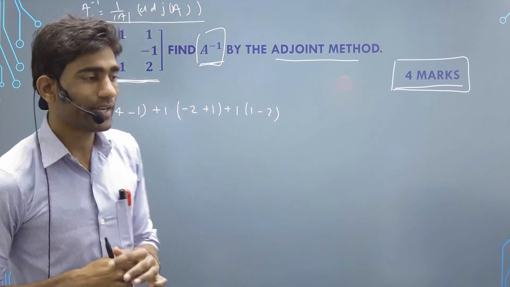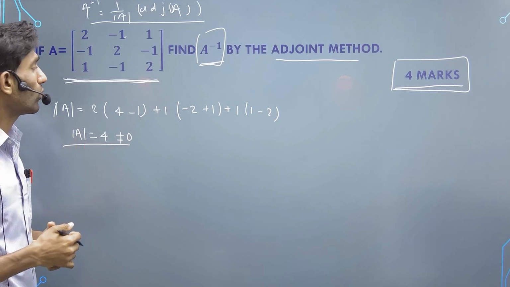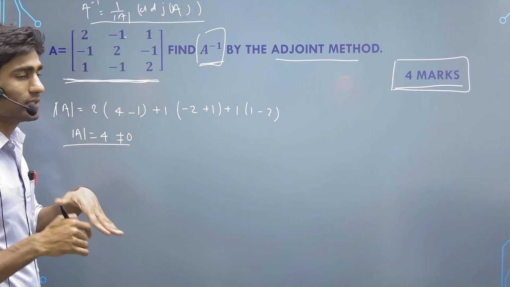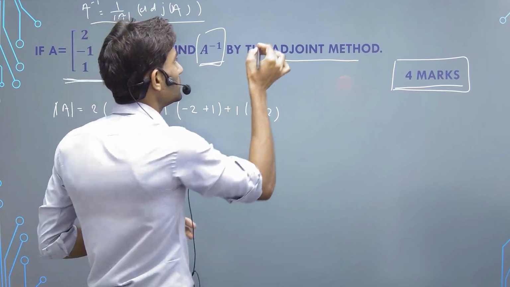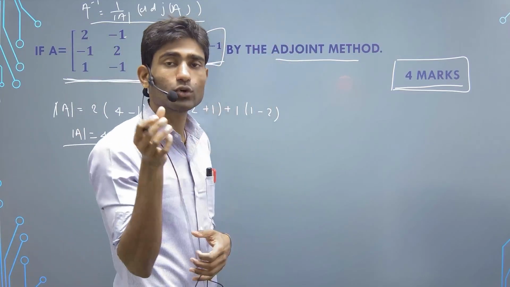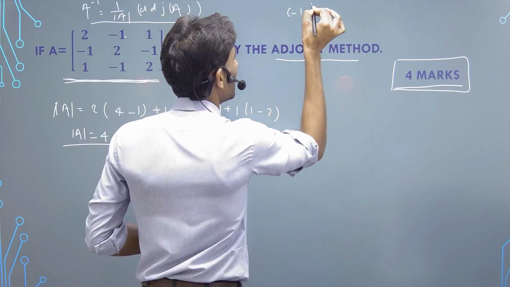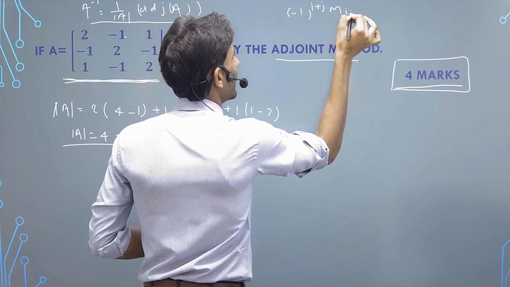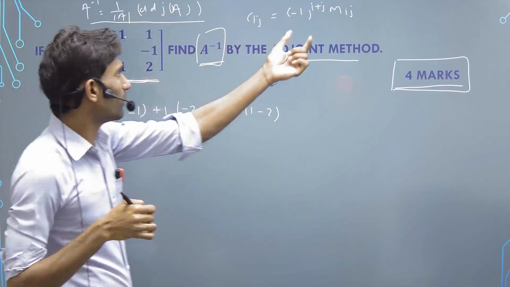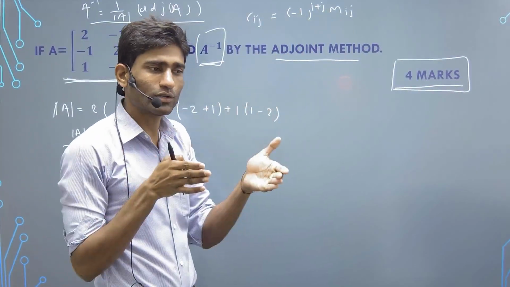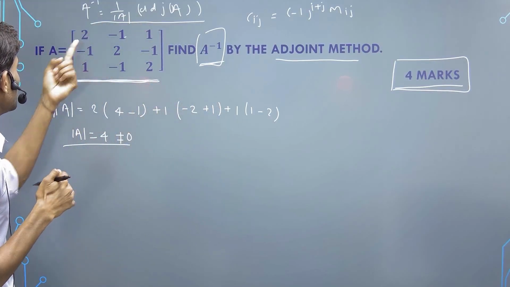Whenever the determinant is non-zero, we say that the inverse of the matrix exists. Now let's find the inverse of the matrix. We know the determinant is 4. For finding the inverse, first of all we have to find the minors, because we substitute the minors into the cofactor matrix, using Cij equals minus 1 raised to i plus j into minor of ij. So we have to find the minor of each and every element of our matrix. Start from the 2.